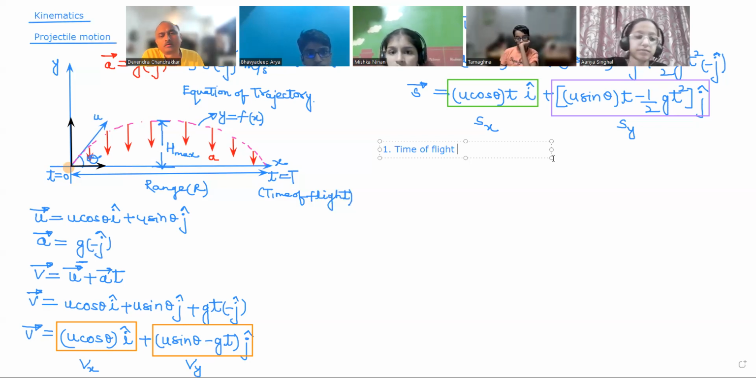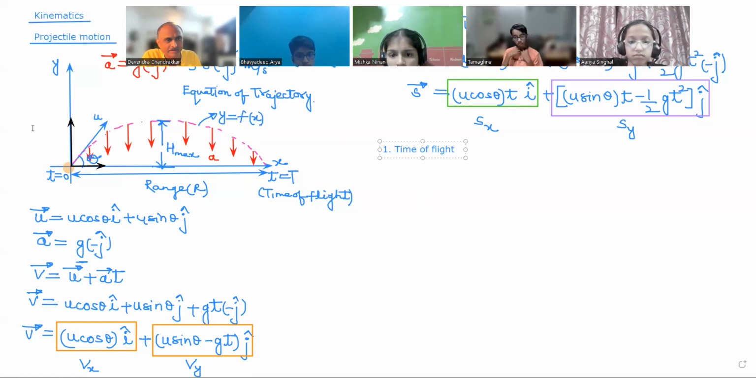So now tell me what will happen. Pay attention to these four parameters only. They will solve all our four equations, right? Whatever we are trying to find, equation of trajectory, range, time of flight, maximum height, these four Vx, Vy, Sx and Sy will help us to find that.